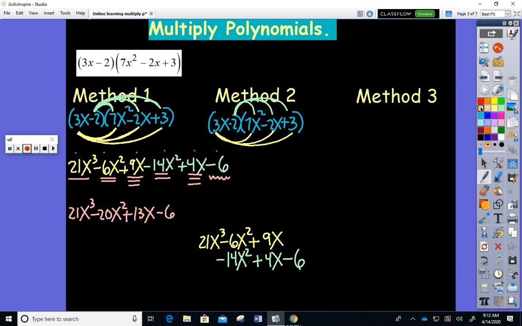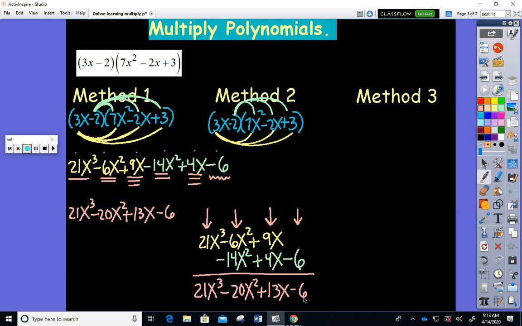Then when I wind up needing to combine like terms to finish it up, I just add columns. So all the terms on this column add up to 21x cubed. All the terms on this column add up to negative 20x squared. All the terms on the third column add up to 13x. And then all the terms on the fourth column add up to negative 6. So you're just adding down the columns. So I kind of like that method when the problems get bigger, bigger, bigger, just because it lines up like terms and saves space. Now method 3 is the box method.